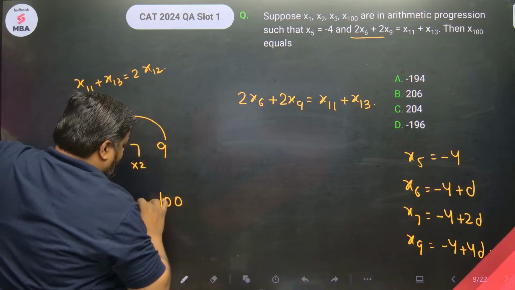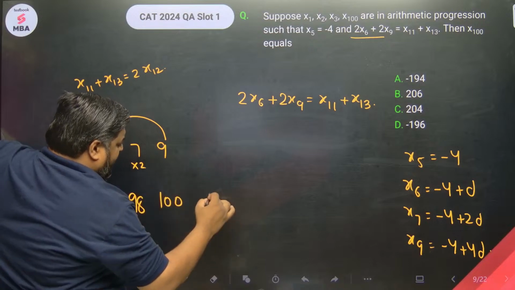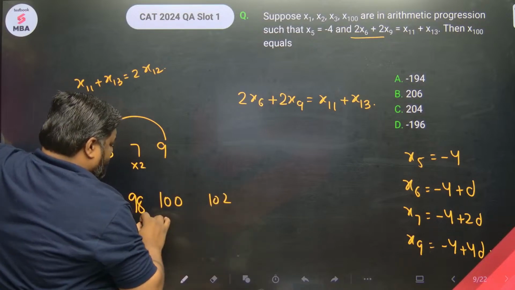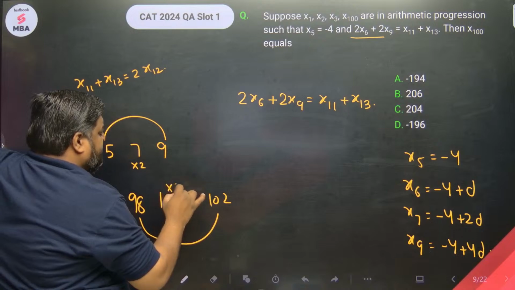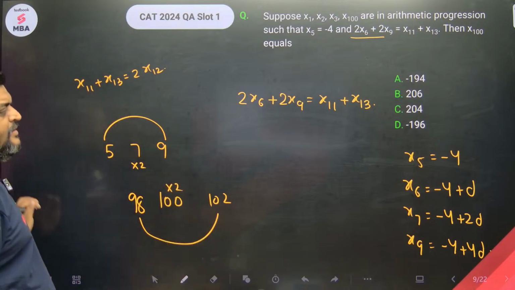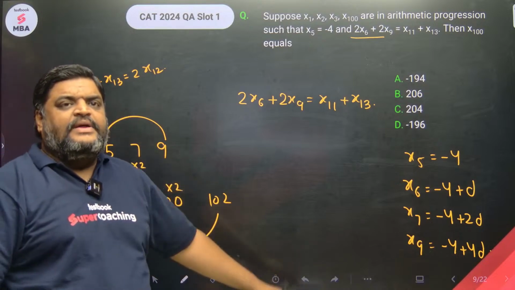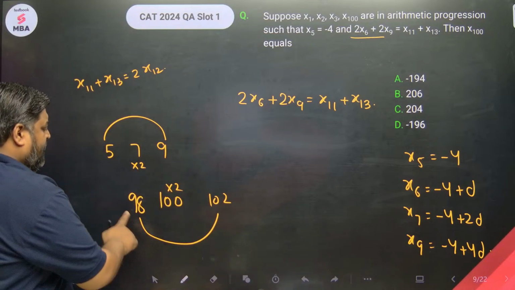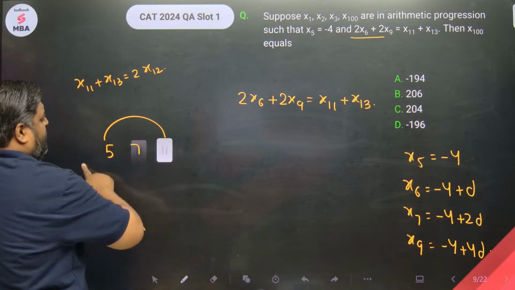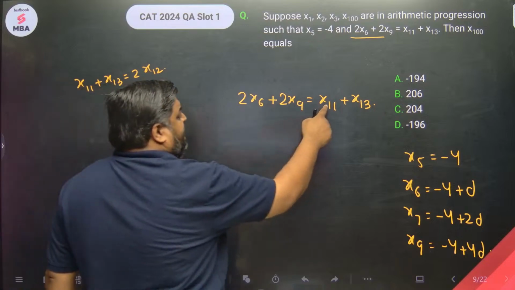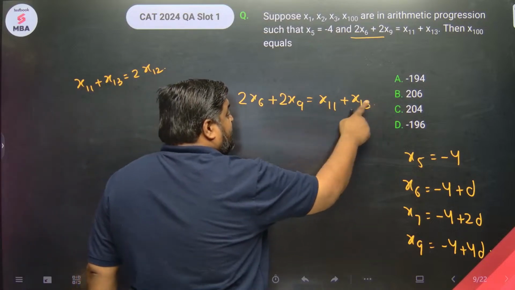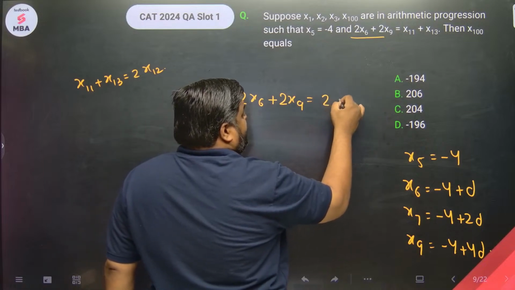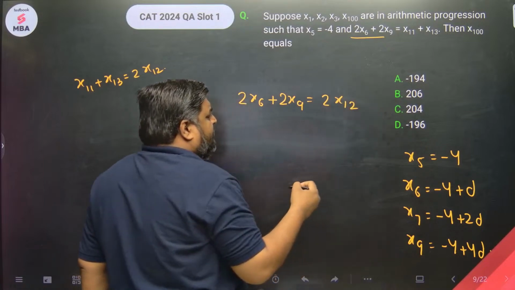100, 98 and 102. So 98 plus 102 is 2 times 100. We can do that. Allowed hai, chalta hai, ye concept hai. So I can write x11 plus x13 as 2 times x12, right?